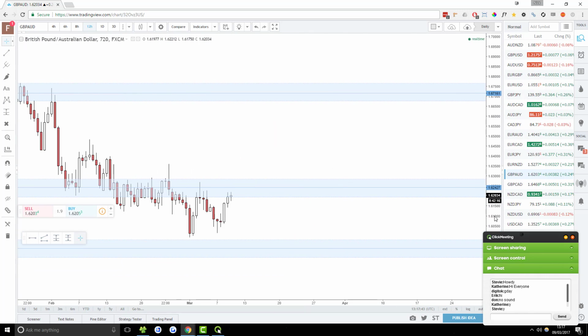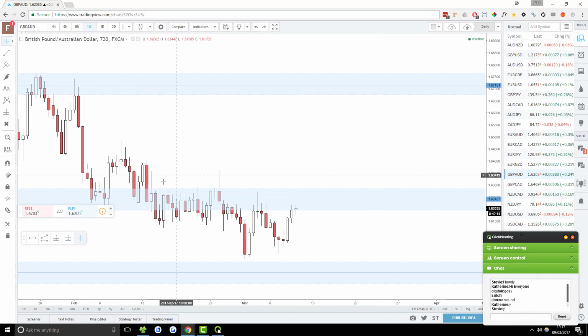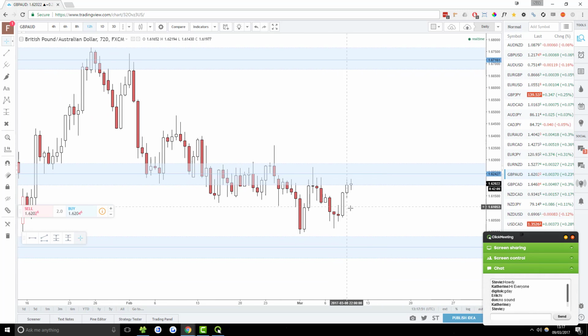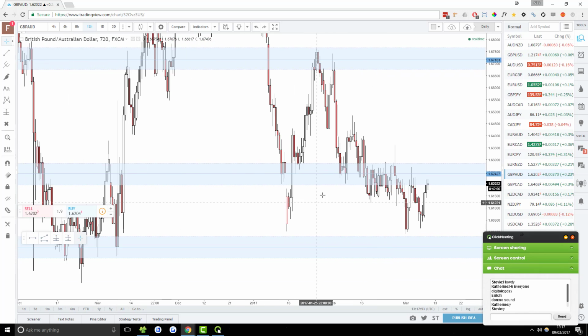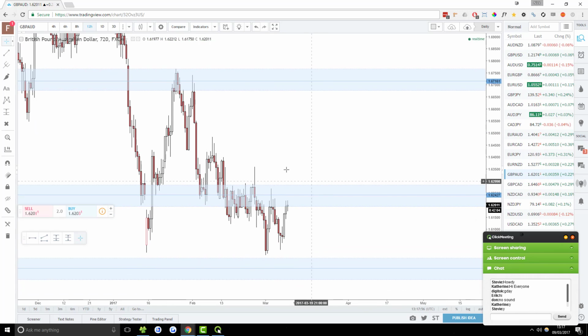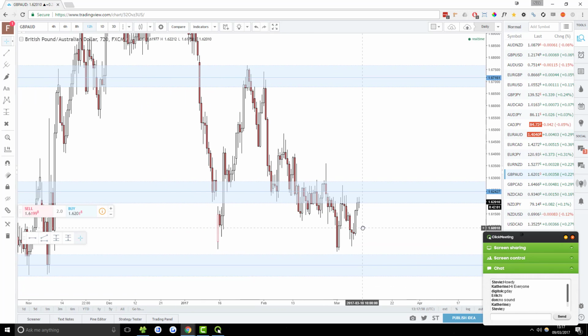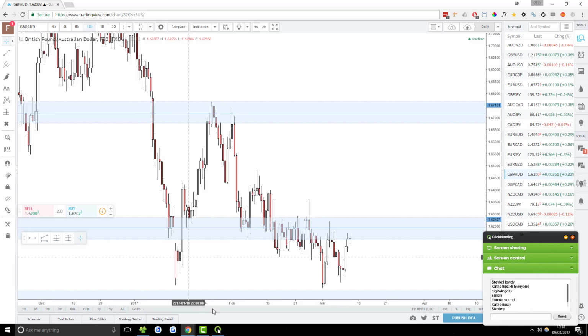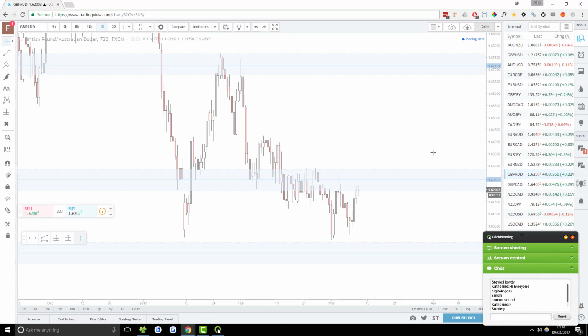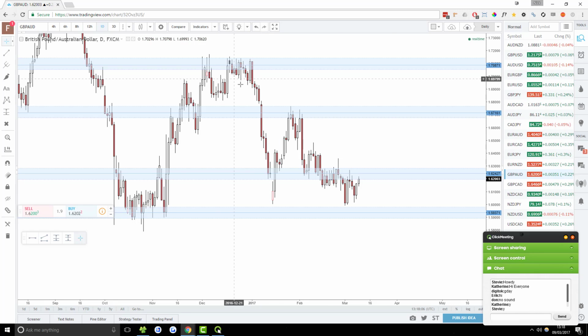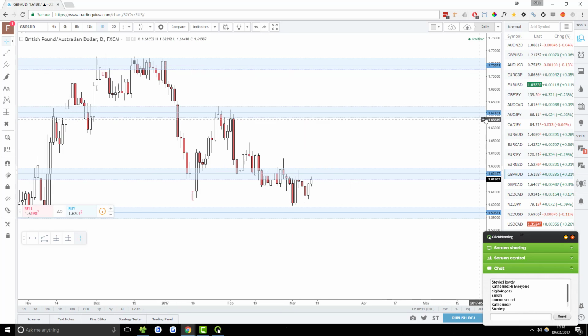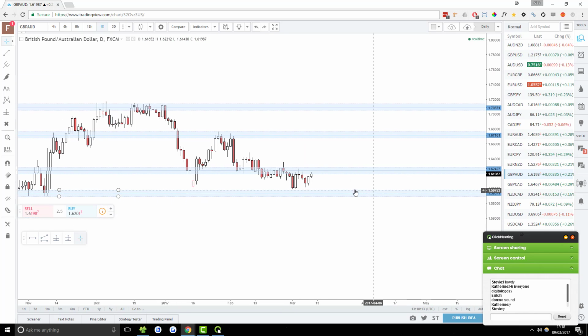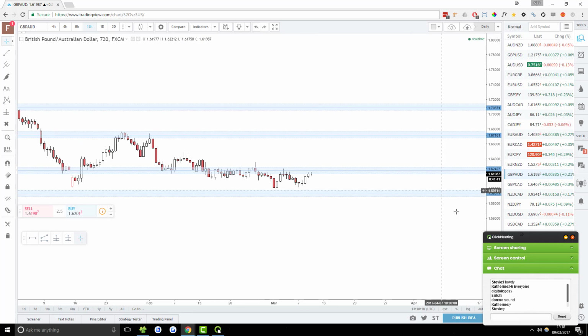Overall downtrend. Was messy for a long time, but this looks interesting. I mean, the downtrend is kind of like dying out. So, well, maybe not. All right, I'm kind of curious what's going to happen here.